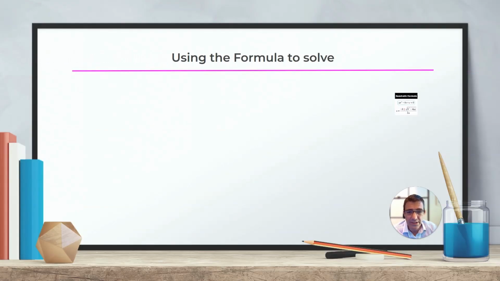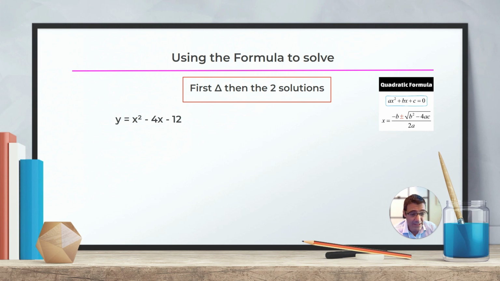Let's do another one. Again, we find delta first and then the two solutions. This time it's x squared minus 4x minus 12. We also worked out the delta value for this earlier, so we still have it. 1x squared minus 4x minus 12. A is 1, b is negative 4, c is negative 12.